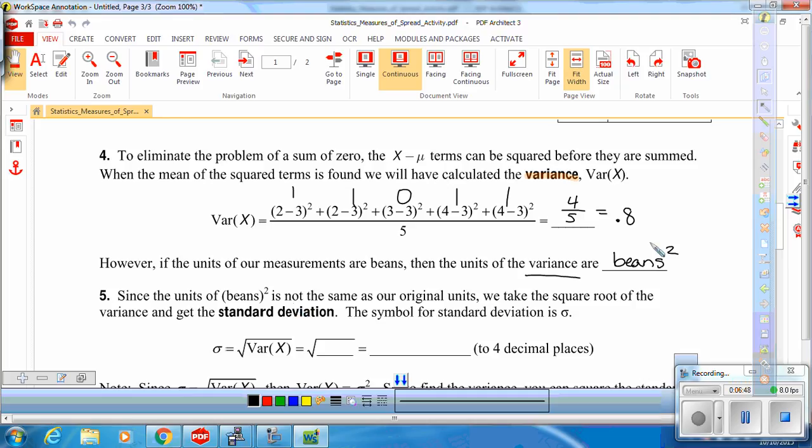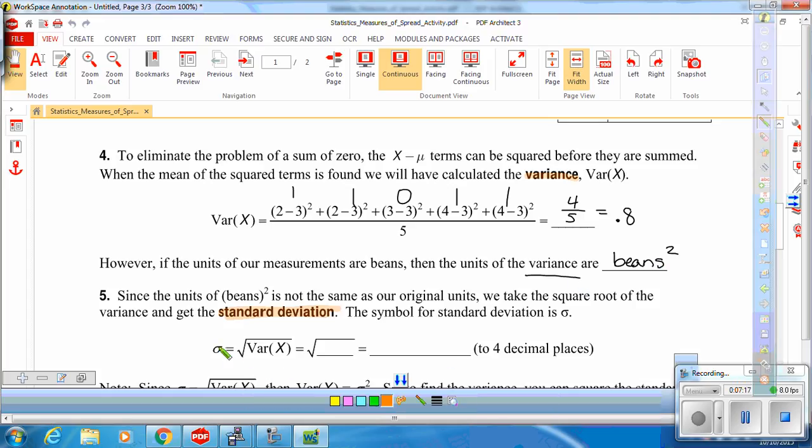So when we want to find the real measure of spread, the measure of spread that we use the most is called standard deviation. Standard deviation is going to be that measure of how far out these numbers are spread. What is their distance from the center? And all we need to do to get back to our original units of measure, if this unit of measure is squared, really the fix to that is to take the square root.